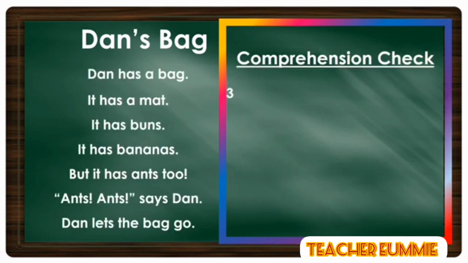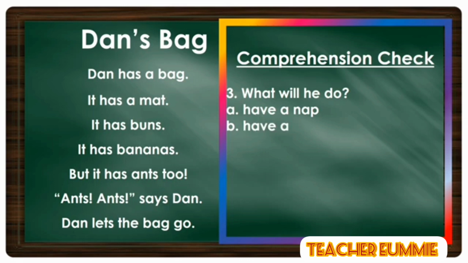Let's move on to number 3. What will he do? Is it A, have a nap, B, have a party, or C, have a snack? Okay, very good. He wants to have some snacks.